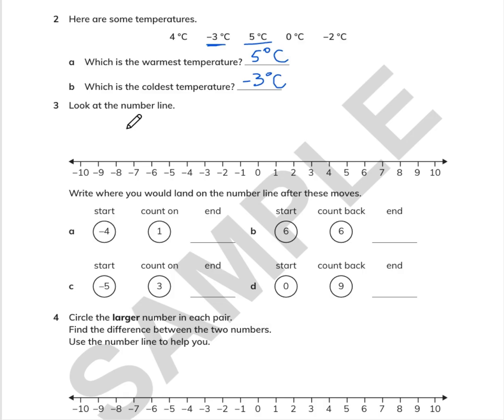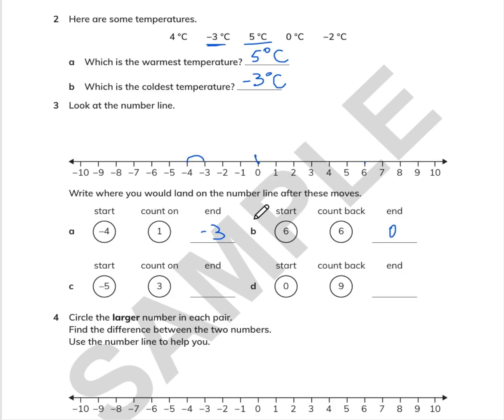Question number 3. Look at the number line. Write where you would land on the number line after these moves. This is the same question that we have already done in our learner's book. We will start on minus 4 and count on 1, so we will reach minus 3. We will start at 6 and count back 6, so we will reach 0.